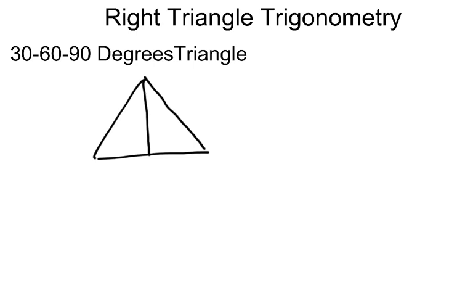Hi, this is Mr. Urrego, and we're going to work on right triangle trigonometry. Basically, this is for pre-calc, and we're going to use the 30, 60, 90 degree triangle to find the basic trigonometric ratios for an acute angle. We're going to start with the 30, 60, 90 triangle.